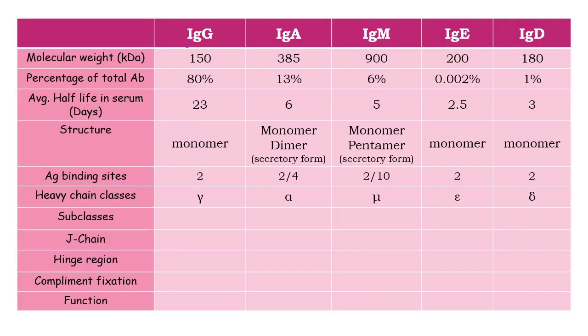In case of IgG, gamma heavy chain class is present. In IgA, alpha is present. IgM has mu. IgE has epsilon and IgD has delta. Next is subclasses.